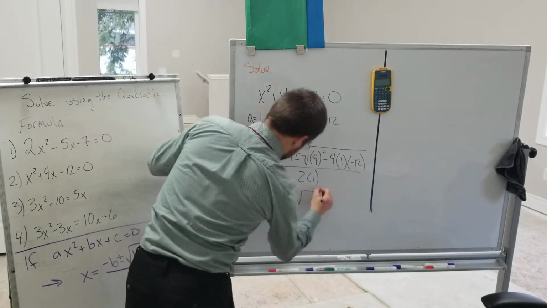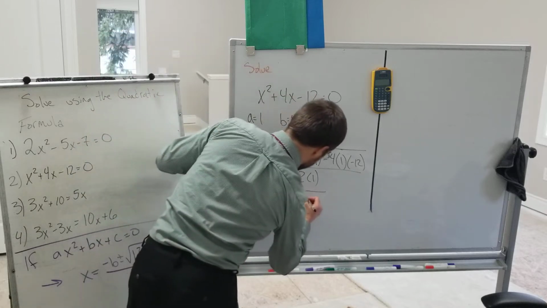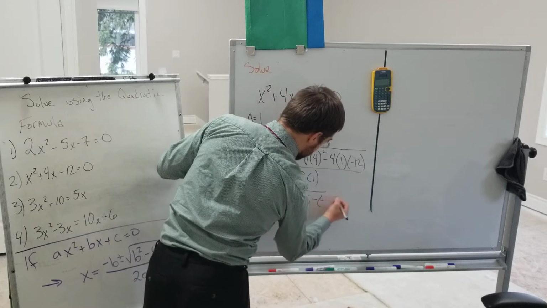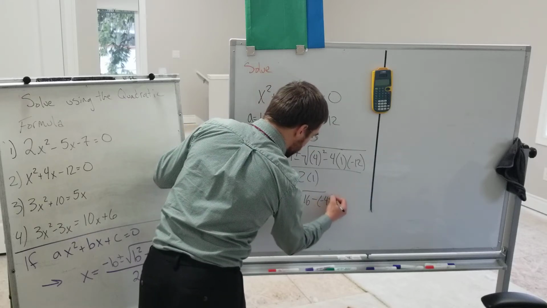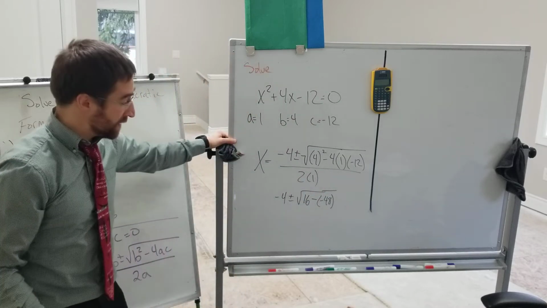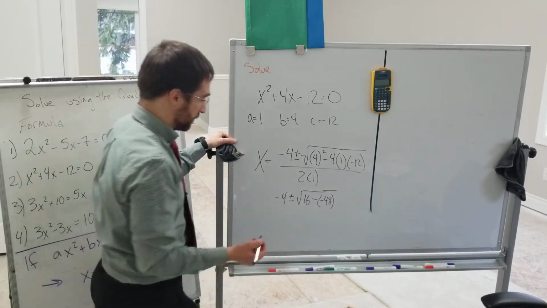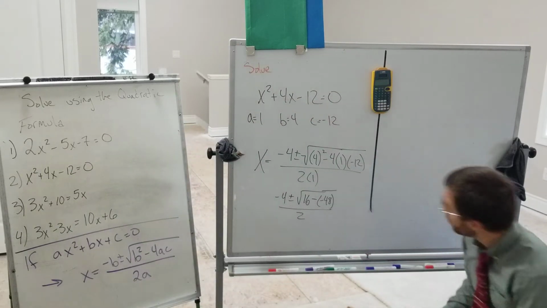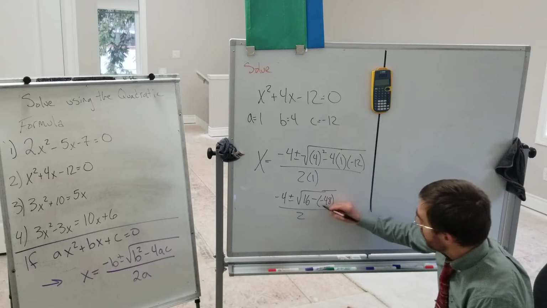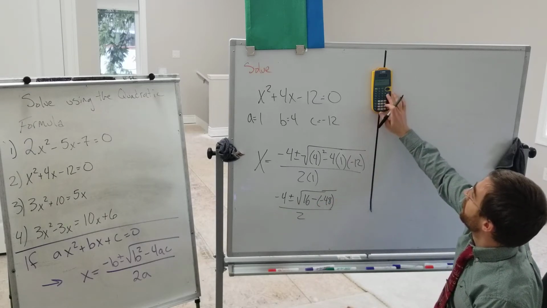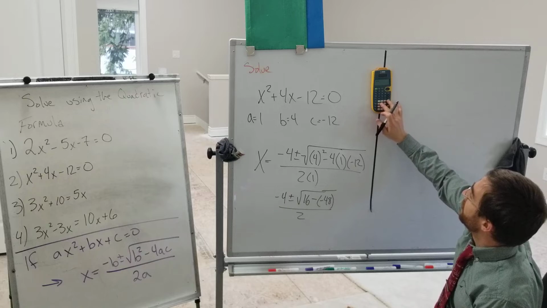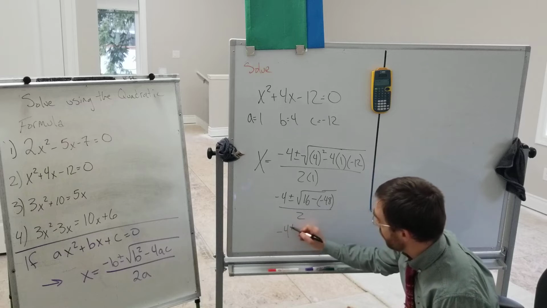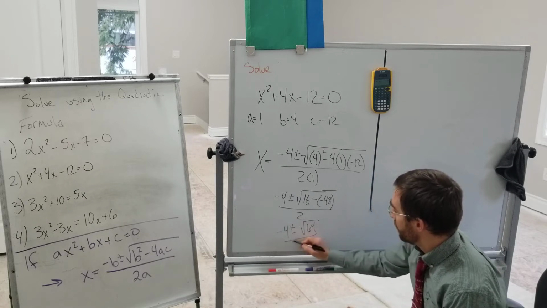So we have negative 4 plus or minus the square root of 16 minus 4 times negative 12. Sorry, 4 times negative 12 is negative 48. My bad. So 16 minus negative 48, all divided by 2. We just add 16 and 48. That gives us 64. Negative 4 plus or minus square root of 64 over 2.